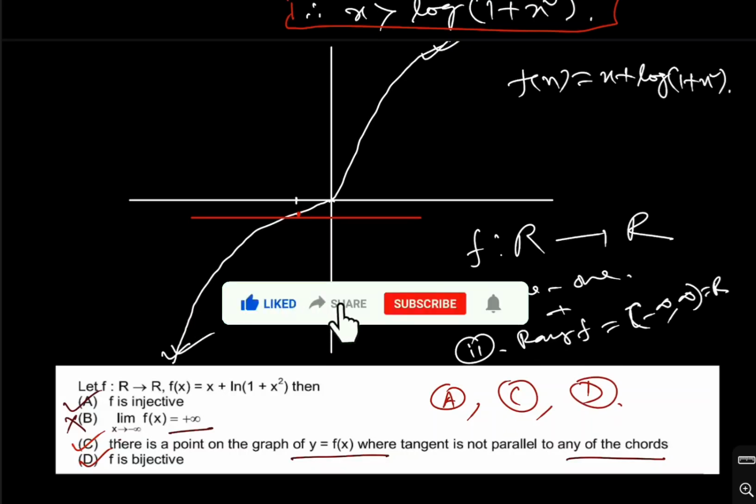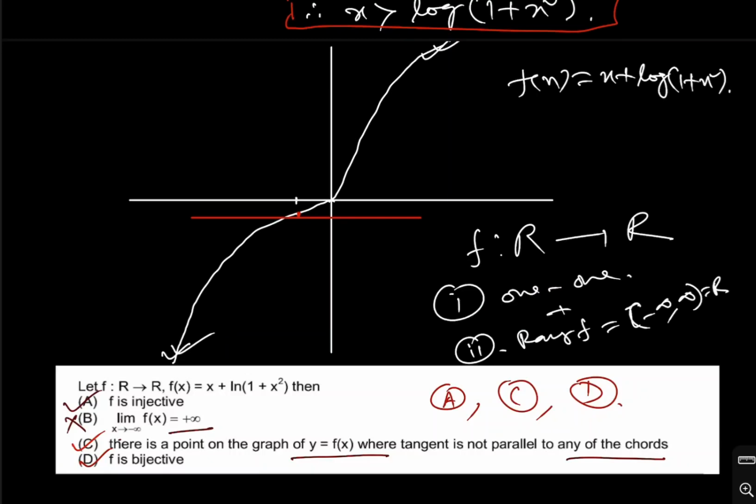So students, I think you understand the problem, and the most important part of this problem is the sketching of this graph. If you have any doubts, you can comment.